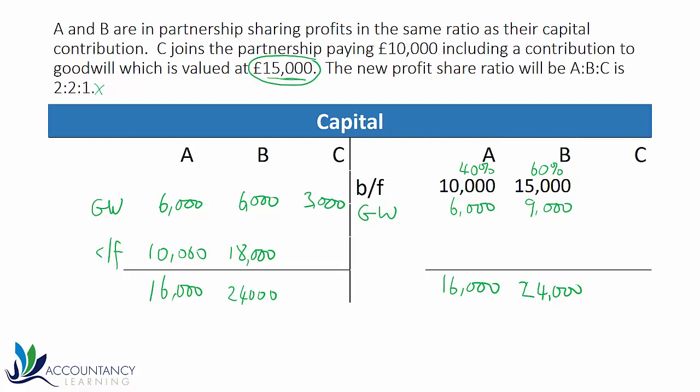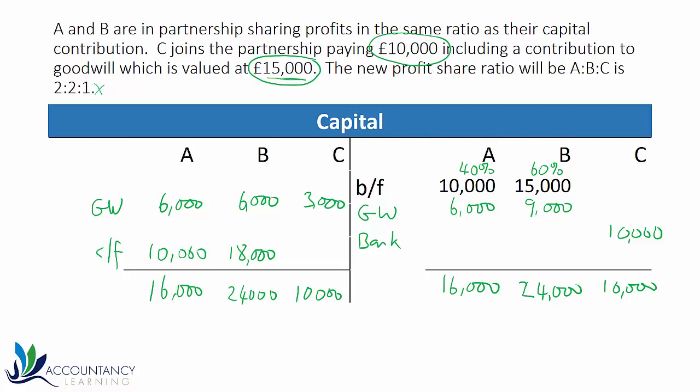Now what about partner C? Well, we know that partner C has also contributed some capital. They're paying in 10,000. So we need to include another entry here. So we're going to debit bank 10,000 and credit the capital account with 10,000. We wouldn't be able to balance off the account without that. So there's our total of 10,000, and that needs to be on the debit side as well.